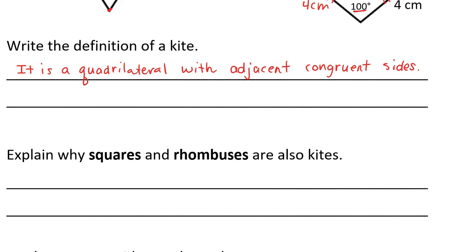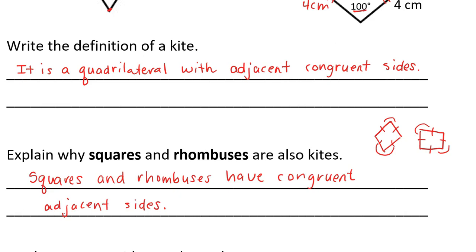If I go back to our definition of the rhombus, a rhombus has 4 congruent sides, and that's why a square fits in with that shape. So if we look at the adjacent sides of a rhombus or of a square, those adjacent sides are congruent. All 4 sides are congruent, but in particular, the adjacent sides are congruent. So that helps explain why the square and the rhombus fit in with the kites. And that's how we'll explain it. Squares and rhombuses have congruent adjacent sides.